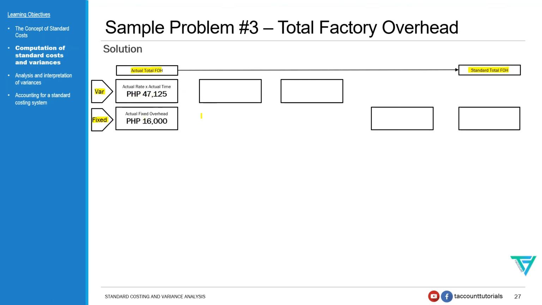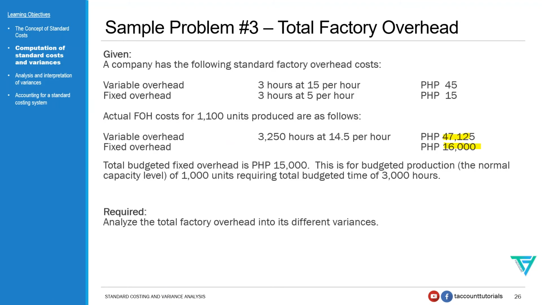And then we could go ahead and compute the standard rate multiplied by the actual time for the variable overhead. Okay, so let's go back to the problem. The standard rate given is 15 per hour, right? And the actual time is 3,250 hours. So we could continue our analysis by multiplying these two amounts.